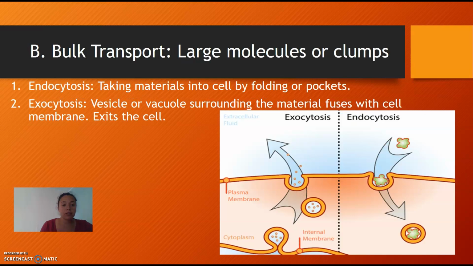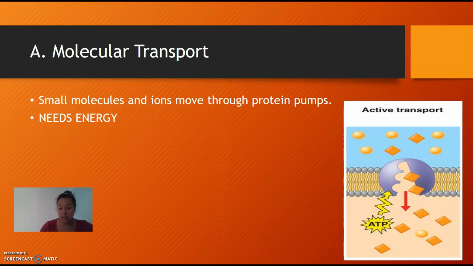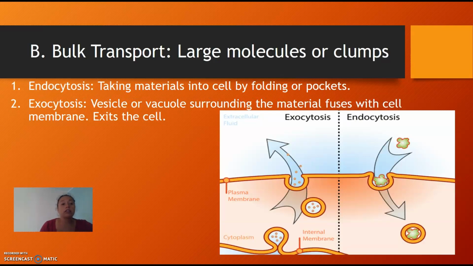Another one is called bulk transport. Bulk transport is going to literally take it and swallow it. It's really cool. It swallows it up and pulls it in. Endocytosis means it's moving the materials inside of the cell. Exocytosis means it's moving it out. If it's too big to go through a pump like this, then it's going to be bulk transport. So endo, inside. It's going inside your cell.